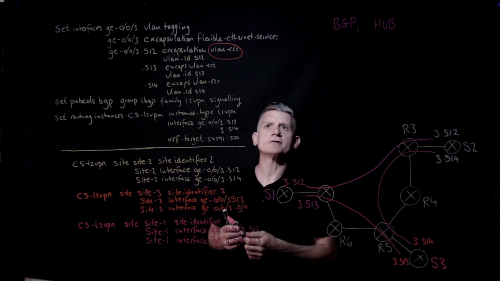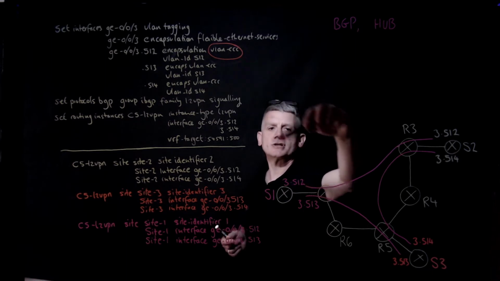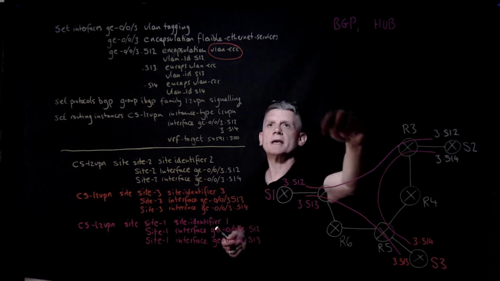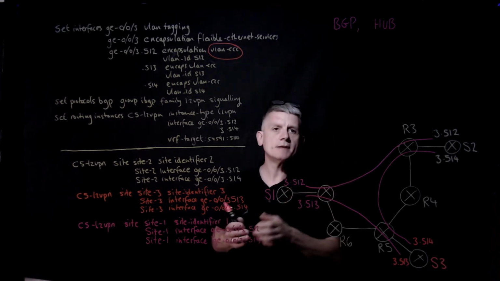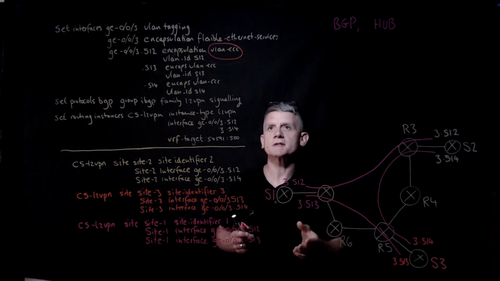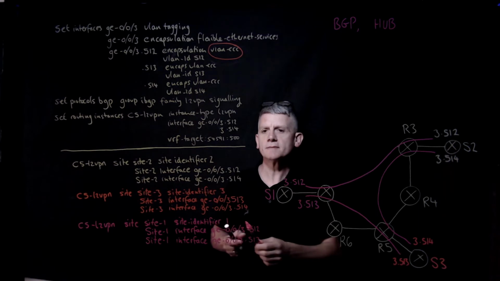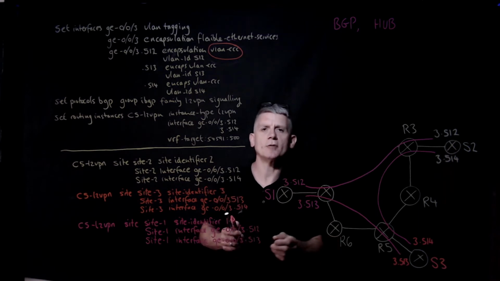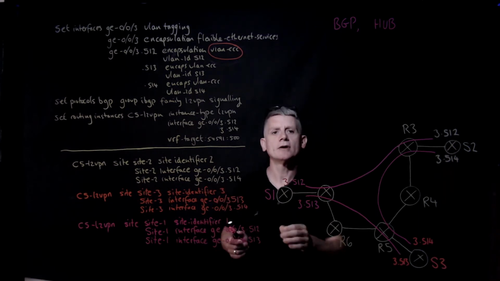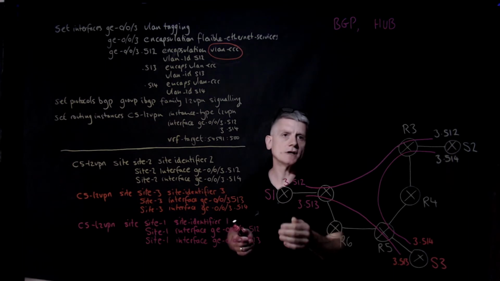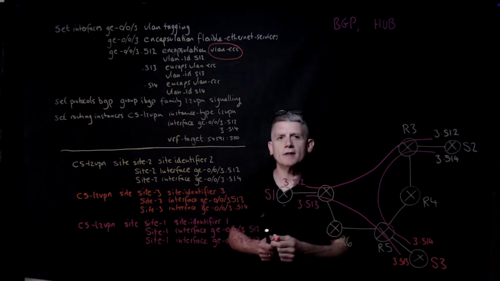The first major exception is the encapsulation on the CE/PE interface here. We really must be running CCC because this is a circuit cross-connect. And the second thing that gets a little bit complicated is the mapping of the circuit numbers. And I'll talk you through that now.